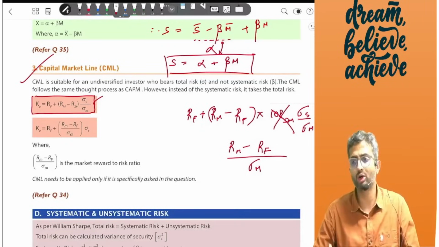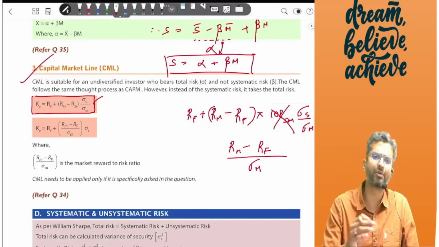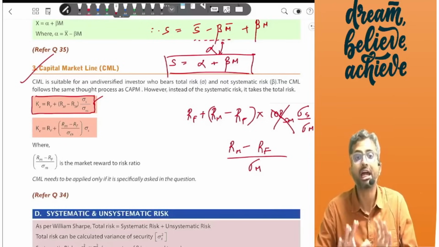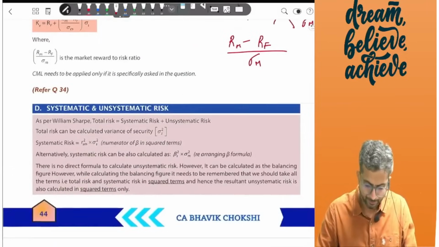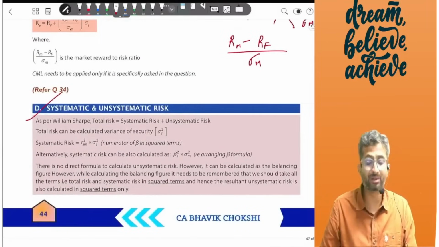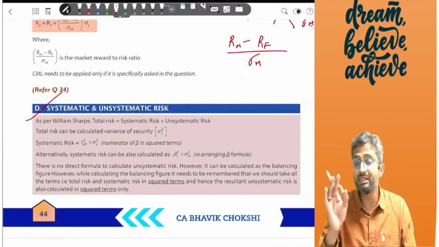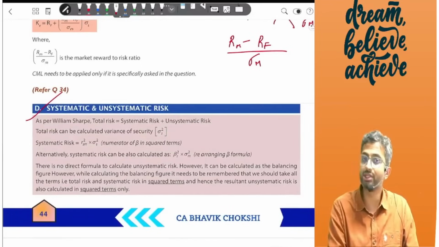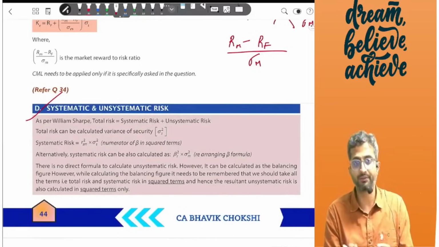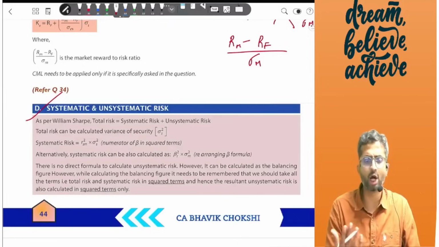There is also another concept called as critical line. Again, the equation of a line will be X is equal to A plus BY. That is general equation of a line. Next, you go to the concept of systematic and unsystematic risk. Now, we have discussed about systematic and unsystematic risk in theory terms when we discussed about CAPM. However, if you want to quantify the systematic and unsystematic risk, how will we do that?